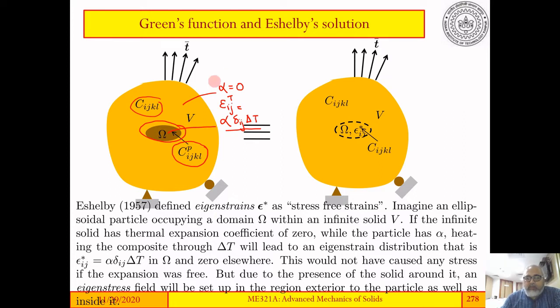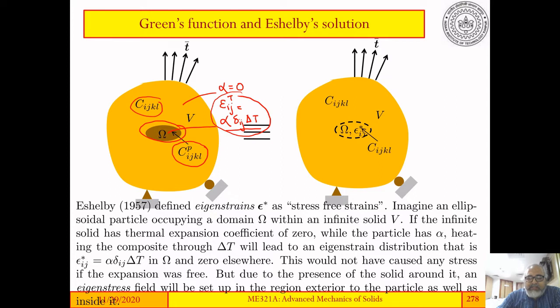If it could have gone through this strain, there would be no stresses generated in the particle. This would be a stress-free strain. Thermal expansion is completely stress-free. There's a change in shape of the body, but there are no stresses generated due to it. The stresses are generated because the rest of the body prevents this free expansion from happening, and this causes stresses both inside the particle as well as outside the particle.